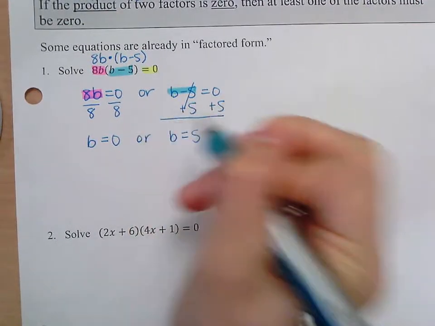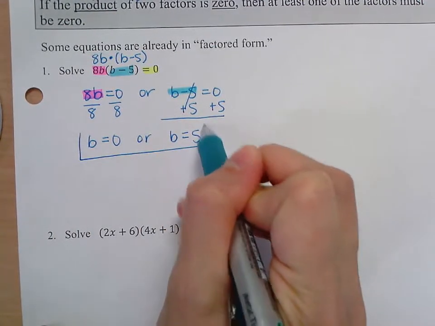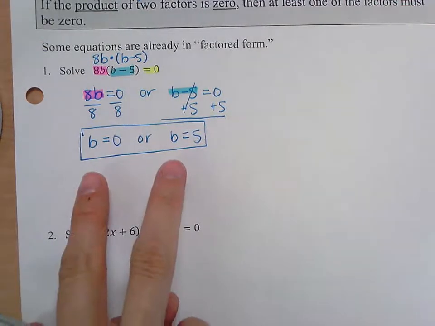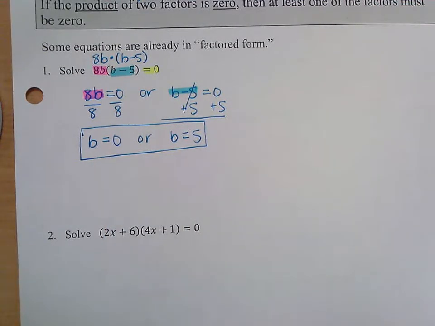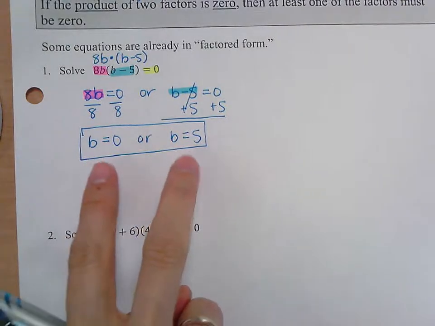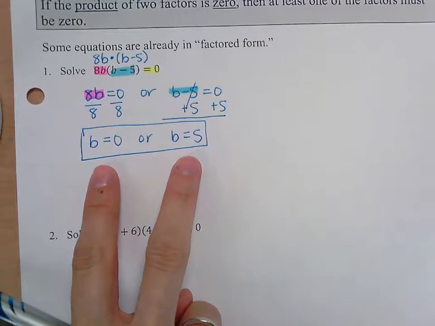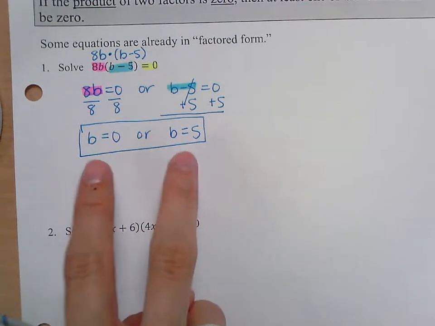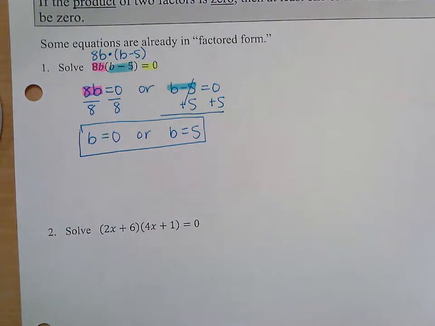So these are my two answers. b is either equal to 0 or b is equal to 5. So make that connection too. You're solving an equation, meaning you should be getting the variable equals a number. In this case, you will get two answers. So if you're not getting two answers, something's not correct. You should get two answers for these. Okay, questions there?